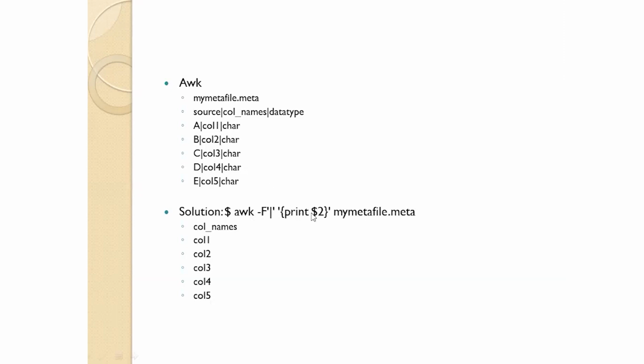So print $2. If you want to print the first column, ABCDE, that is $1. If you want to print col1, col2, col3, col4 and col5, that is $2. And the data type, the last column, is $3. And then give your meta file name, that would give all the column names line by line.